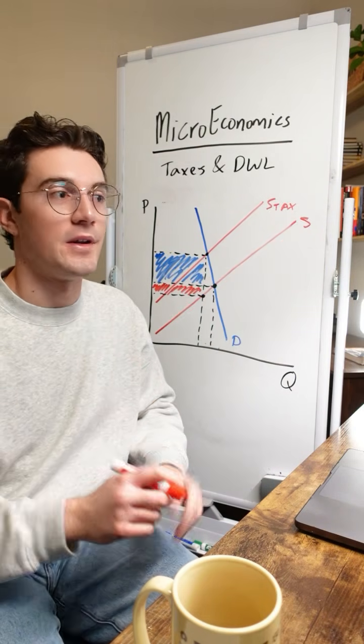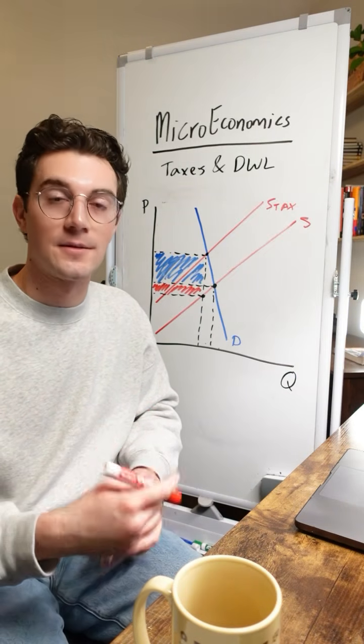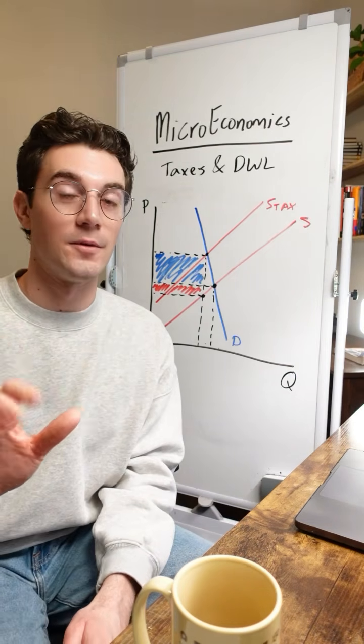The more inelastic party has less market power and is the one who takes on the majority burden of the tax.